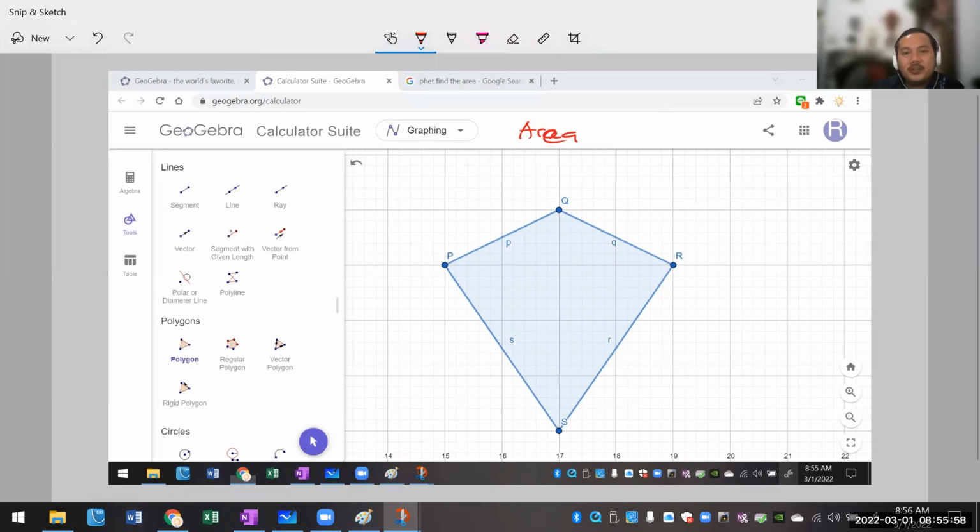Which triangle do you want? If I divide this, this is a triangle. This is a triangle. We have two. Yeah, you can do that. Triangle 1 and triangle 2.